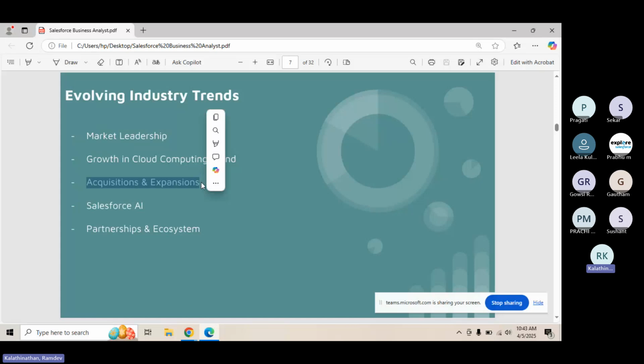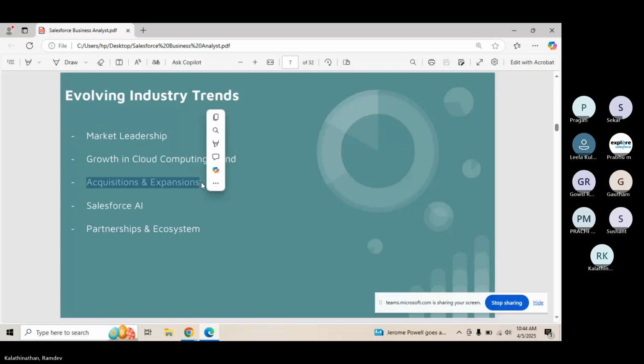This adds real value to you because you should try to understand why they are acquiring a particular product and why they want to expand. For example, some of the recent acquisitions I can think of: Slack is now under Salesforce. Tableau is also something they acquired maybe 3-4 years back. These are some of the big acquisitions, and recently they acquired a tool called Swift about a year back. I think it's a commission-based sales platform.